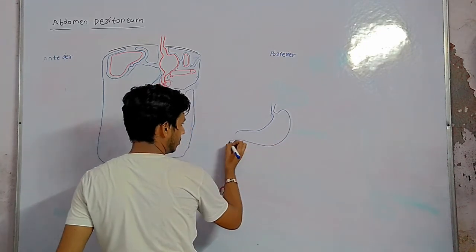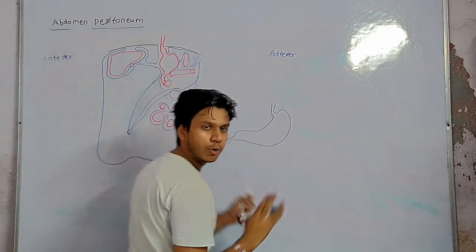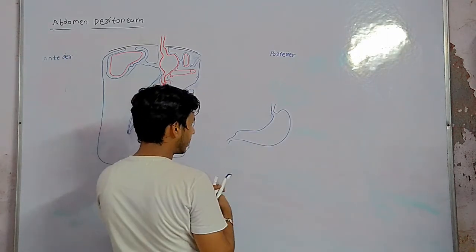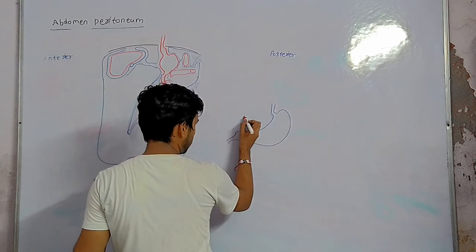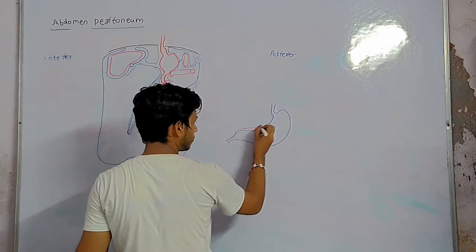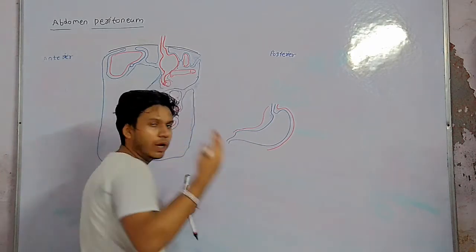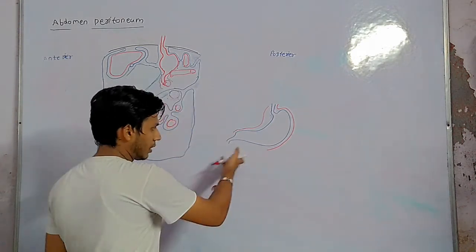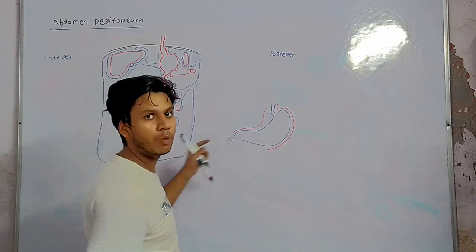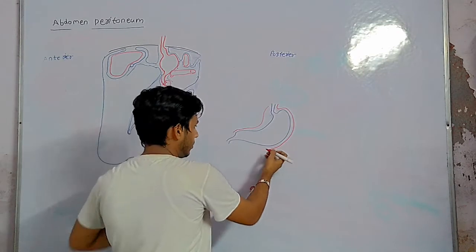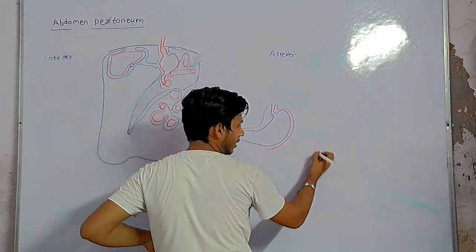This is the stomach. It is completely covered by peritoneum anteriorly and posteriorly, as a double layer. But one thing happens on the anterior surface of the stomach. From the greater curvature, a layer of peritoneum extends and descends like this, like a curtain.